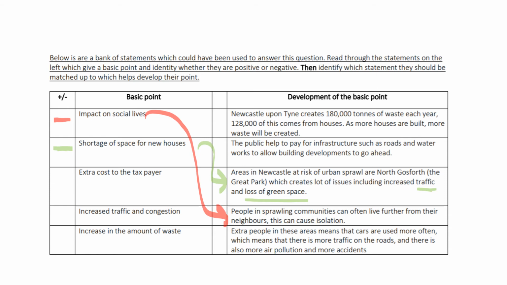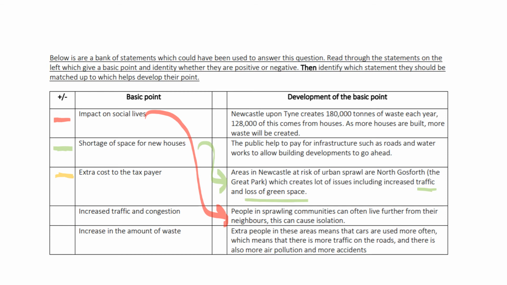There has been an extra cost to the taxpayer, so this is also a negative. Now, why has there been an extra cost to the taxpayer? Why do we need to pay more money? Where's this money going? Well, if we look quite carefully, we need to look at things that are costing money. So the first one's talking about waste, so it's not this one. But what about this one here? The public help to pay for infrastructure.